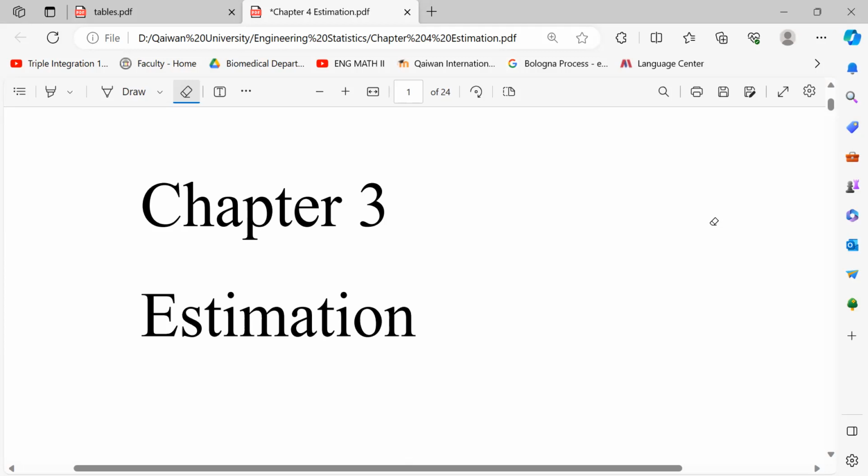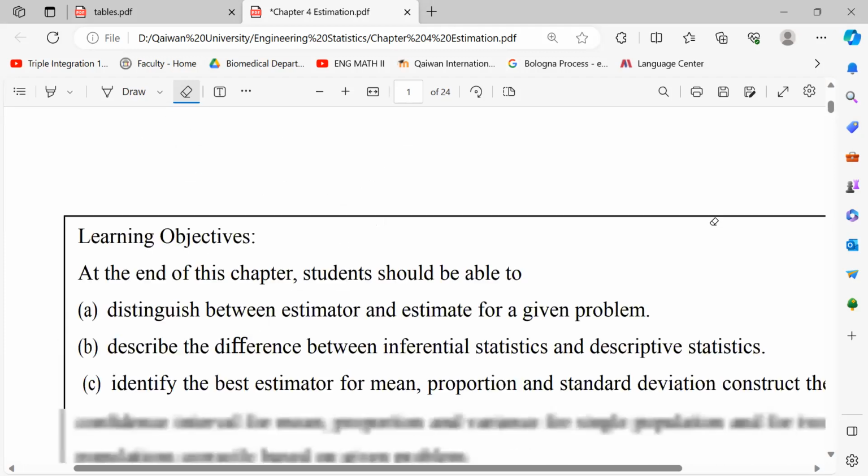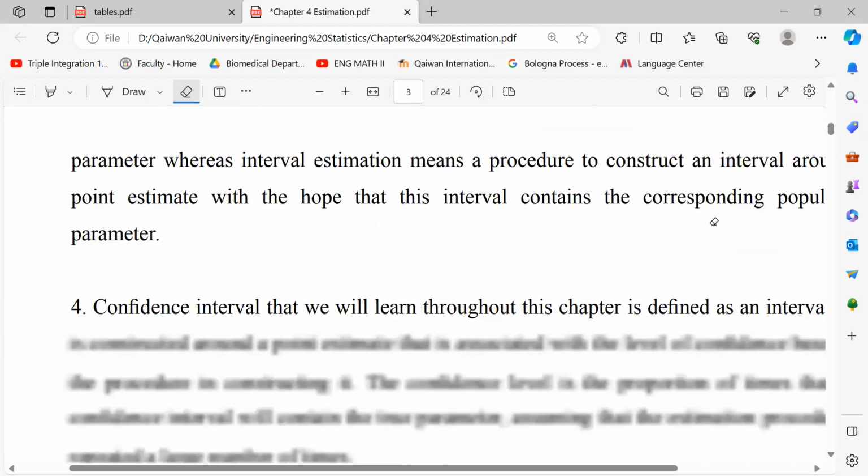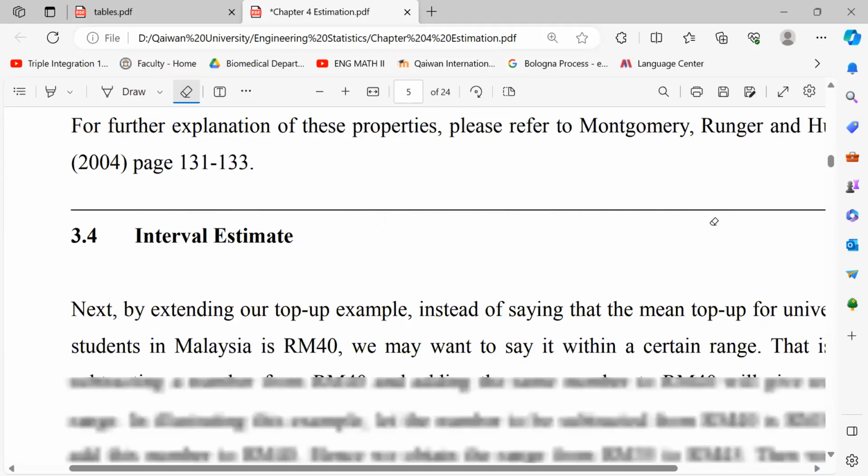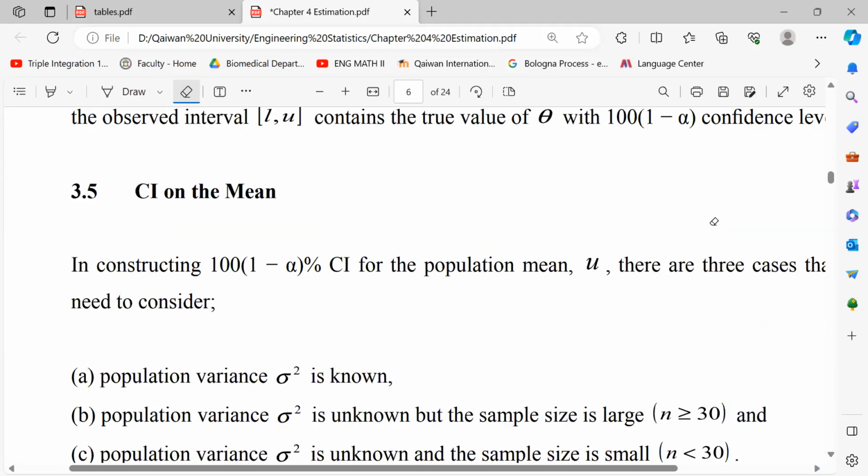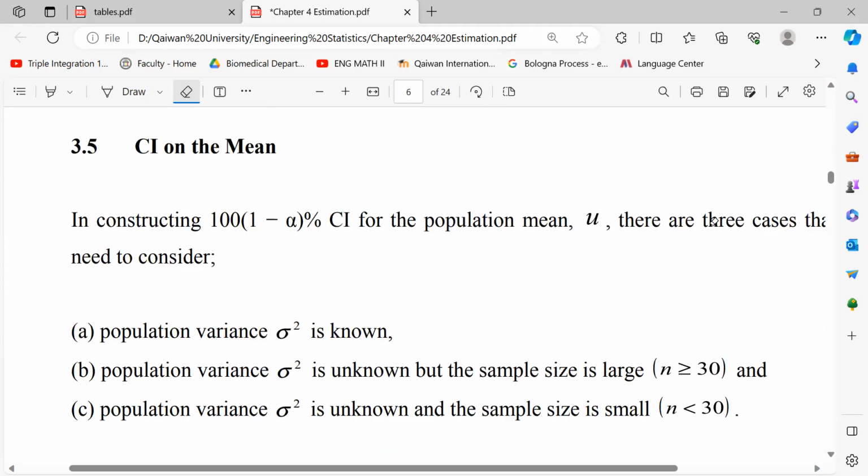We need to find an interval for the variance. And then finally, we have the confidence interval of the ratio of two variances. A ratio of two variances. We have these 6 topics in this chapter. First, these are just for yourselves. You could read these. We now have confidence interval for the mean.